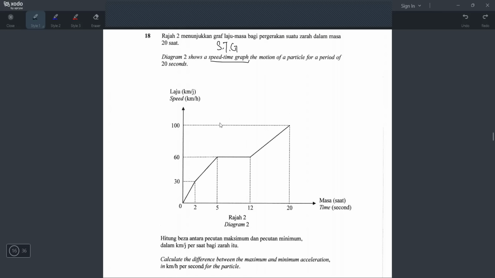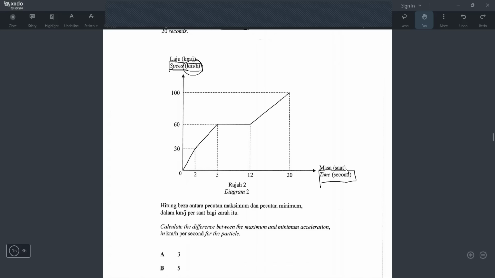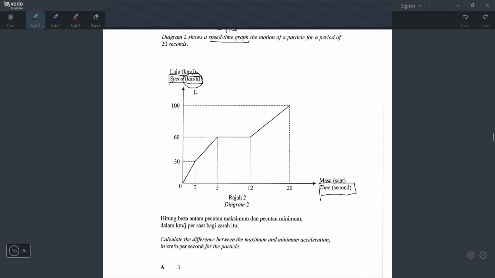For a period of 20 seconds. Okay, so the unit here is speed and then this is time. But if you look carefully, this unit is kilometer per hour and this unit is second, right? So the unit actually doesn't match here, right? This is kilometer per hour per second, right? So when you find the acceleration, you are taking the y-axis divided by the x-axis. So your unit will be kilometer per hour per second, right? Unless you convert this to hour. But let's see what they want.